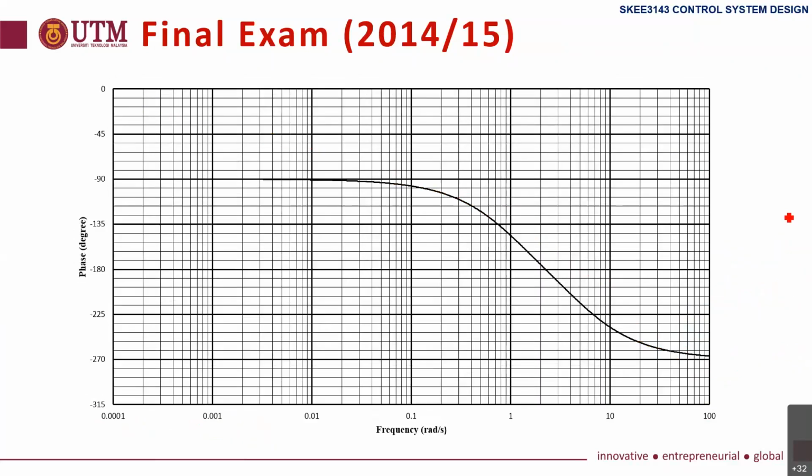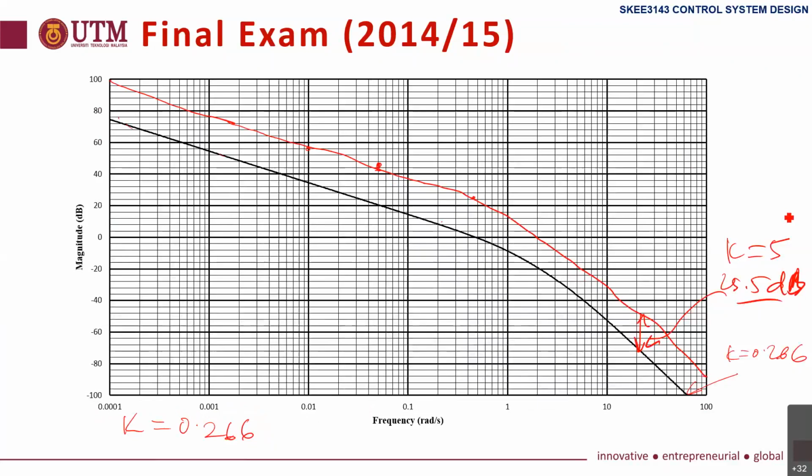What happened to the phase? Phase will not be affected, because when we change k, it contributes 0 degrees. So there is no change in the phase, it only affects the magnitude. All will be shifted by 25.5. Okay, so in my drawing here, perhaps this might need to be modified. The range should be the same. Right, so that is the first one.